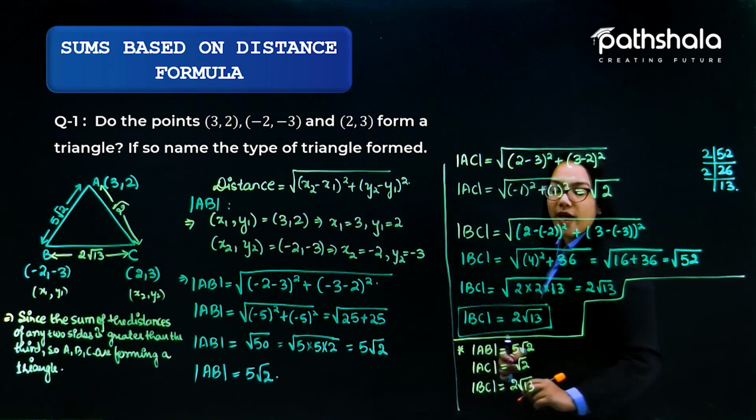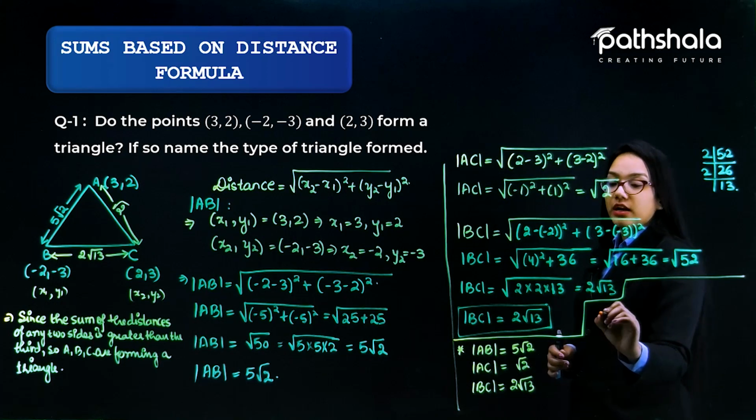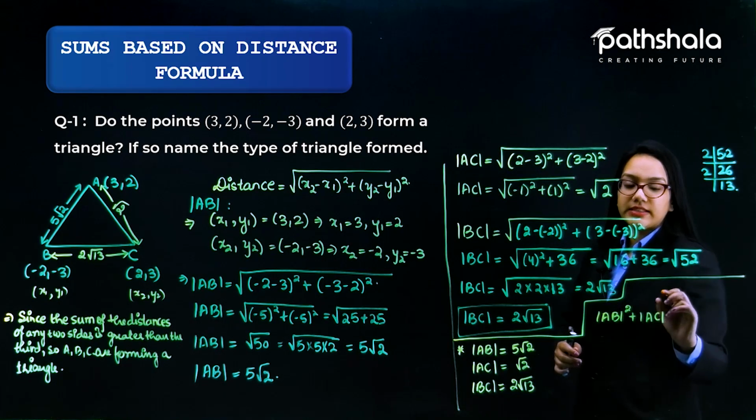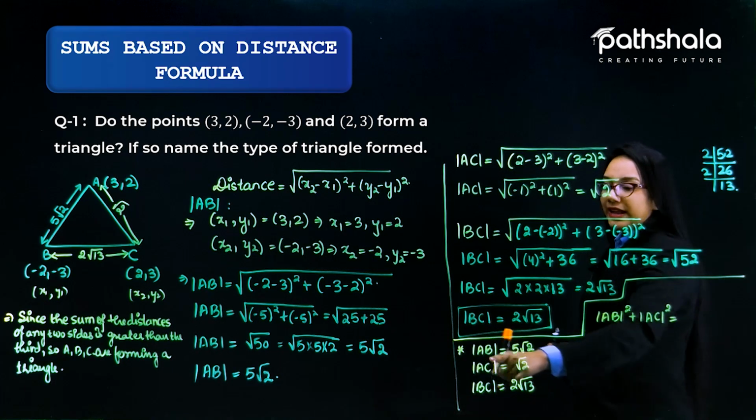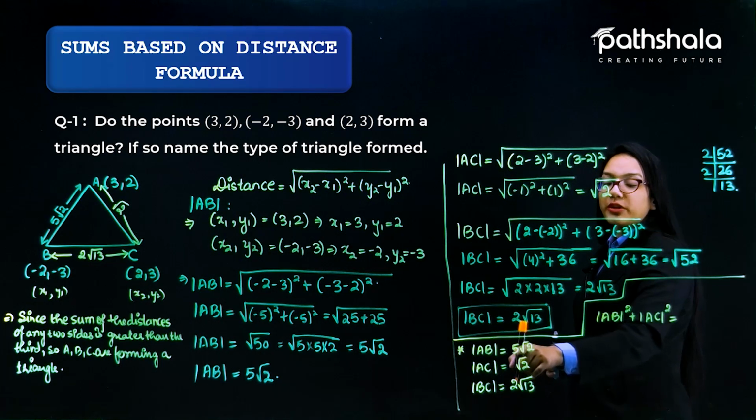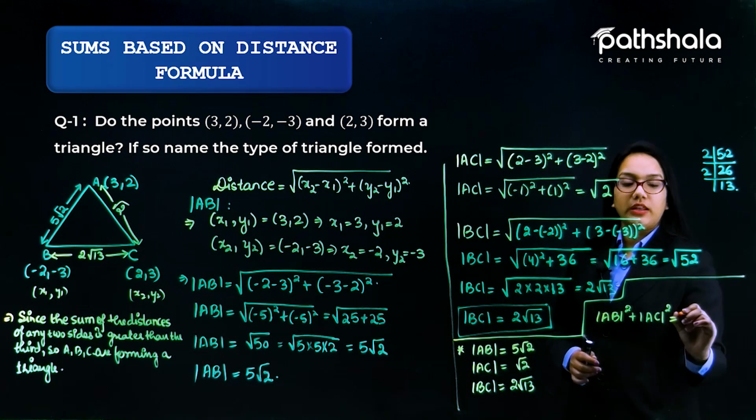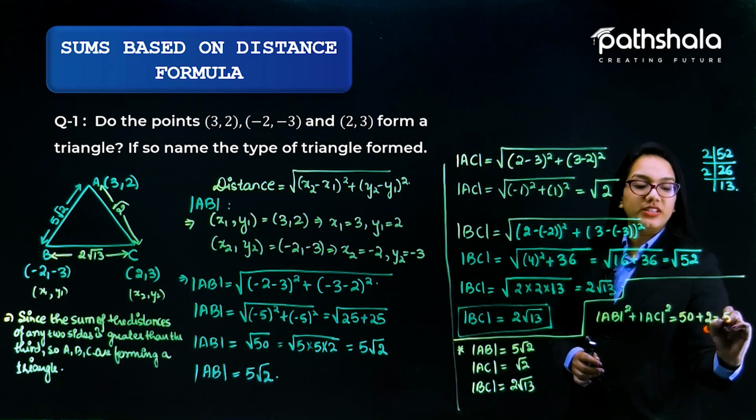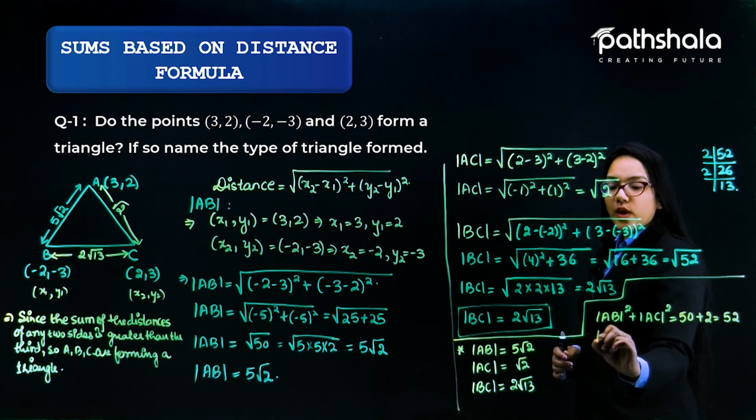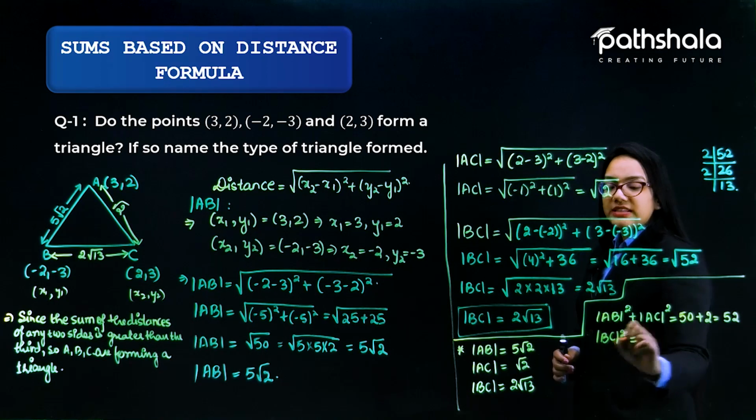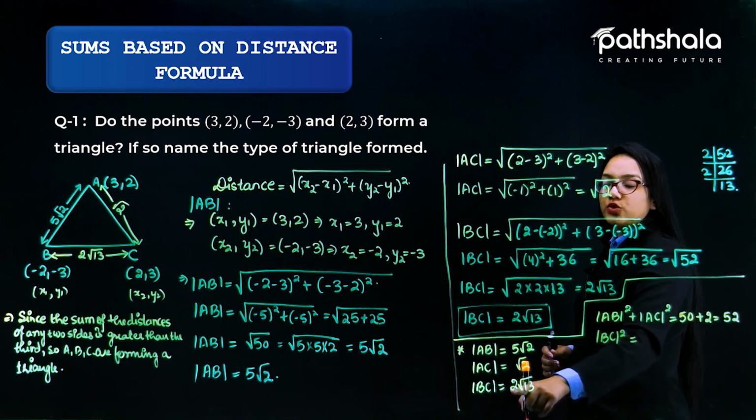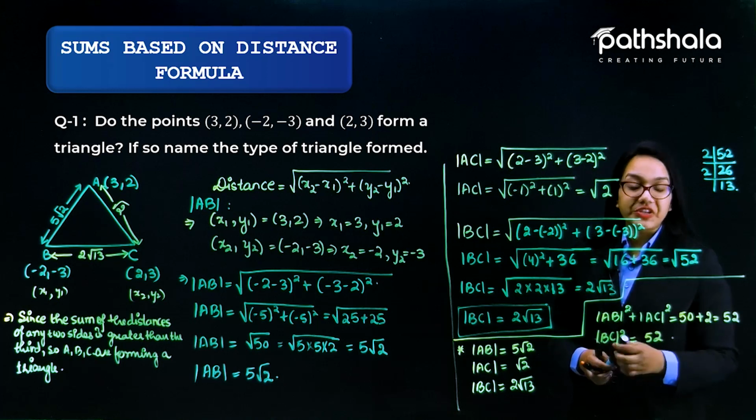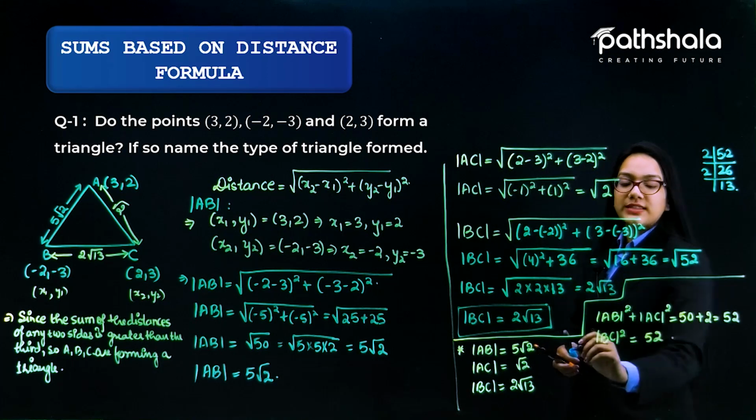If I take the squares of all the distances, AB square plus AC square is the square of this term, so this would be 25 into 2, which is 50, plus AC square, which is 2. So this comes out to be 52. And if I take the square of BC, BC whole square is 2 into 2 is 4, 4 into 13 is 52. So this is 52.